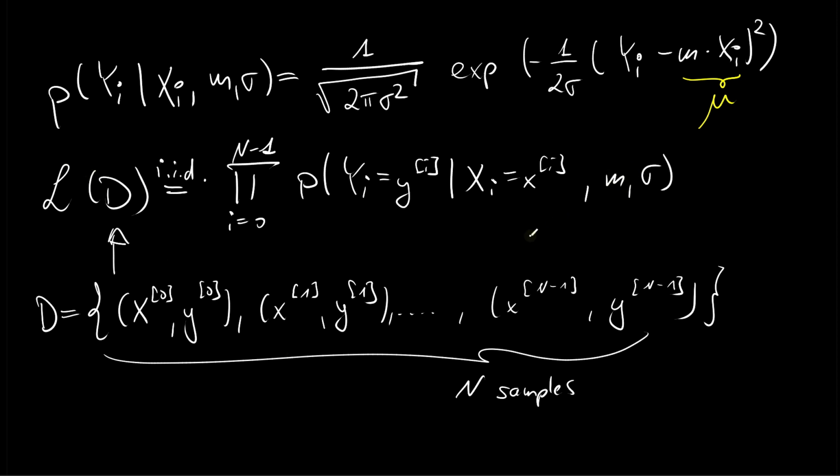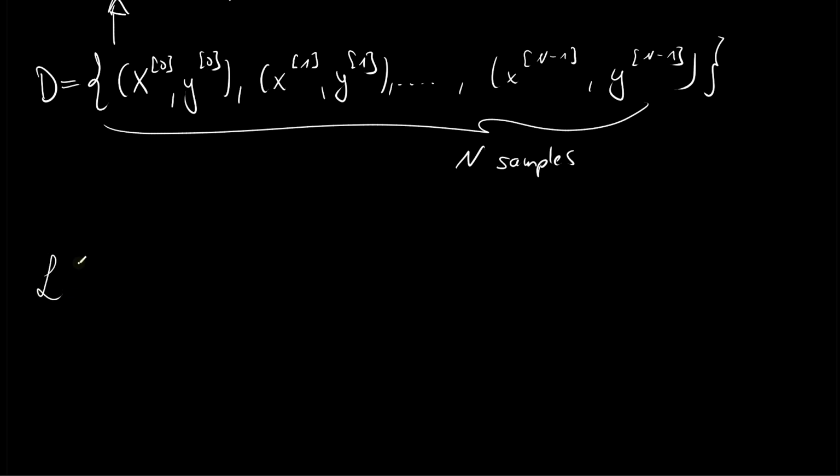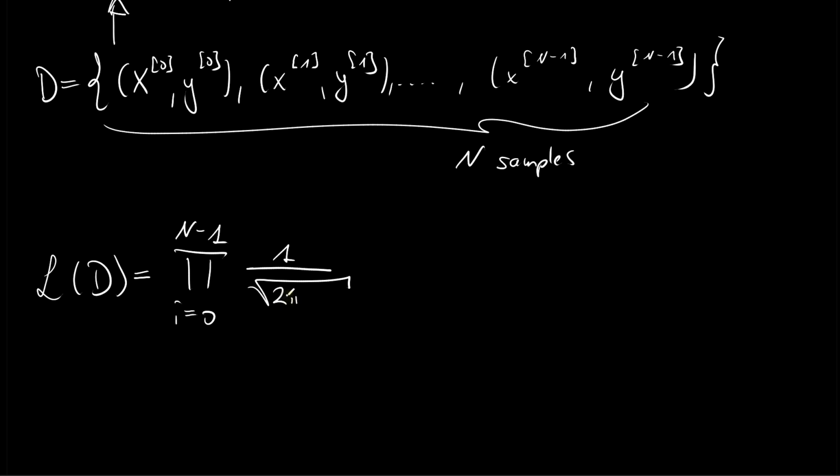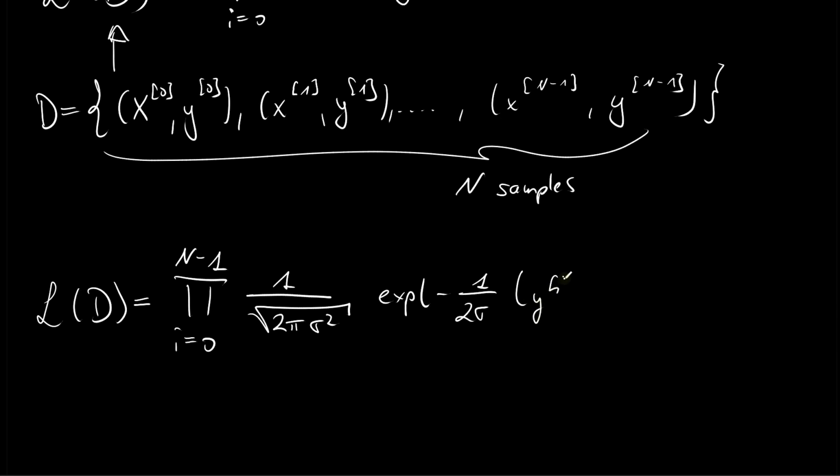Either way, let us express that, and then we get the likelihood of the data set will be the product from i=0 to capital N-1 over 1 over the square root of 2 pi sigma squared times the exponential of minus 1 over 2 sigma, and then lowercase yi minus m times lowercase xi in brackets squared. And then let us simplify this.